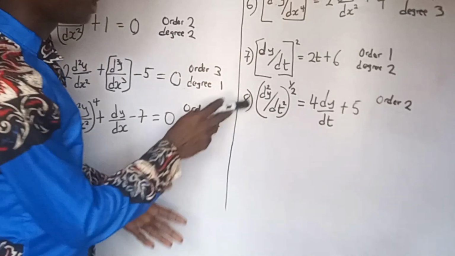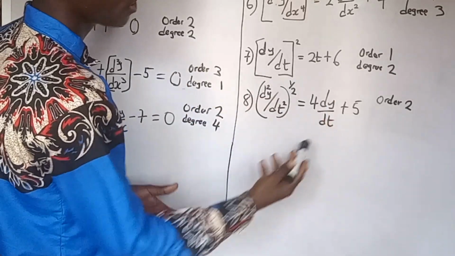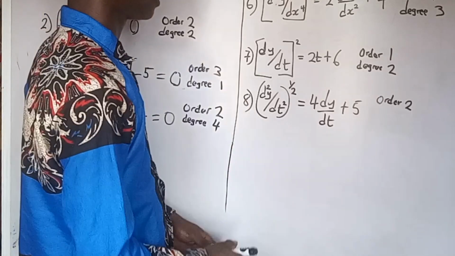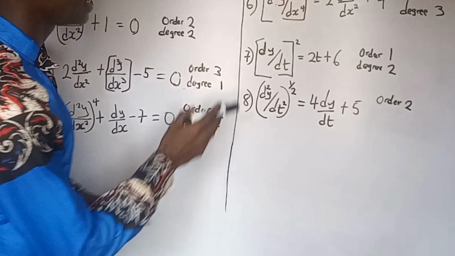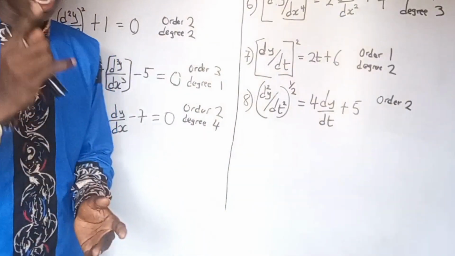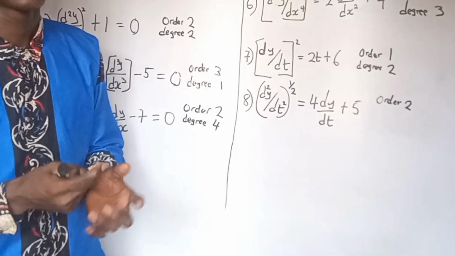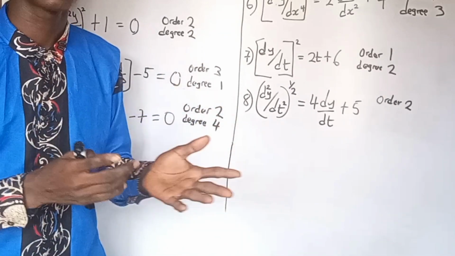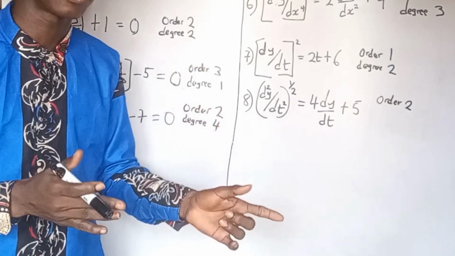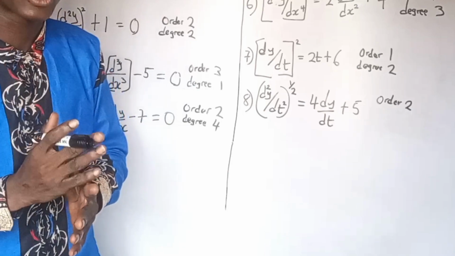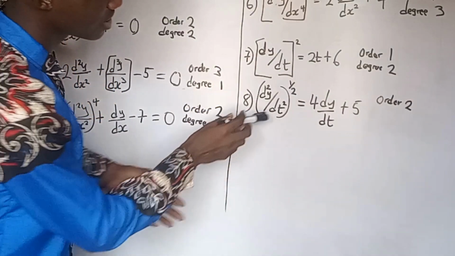Question number 8. d squared y over dt squared raised to the power of half equals 4 dy over dt plus 5. Now, okay, I've taken the order. Now, what is the degree of this differential equation? I want to take note of something. If you want to find the degree of a differential equation, the differential equation must be in polynomial form. That means that the power of the derivative must not be a fraction. As I have here, the power in this differential equation is a fraction.